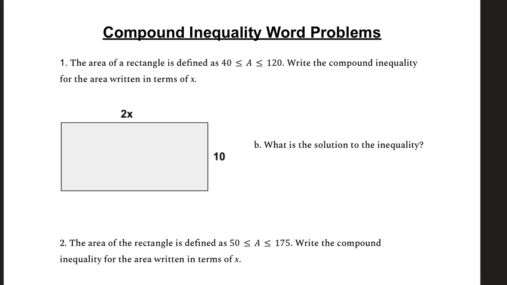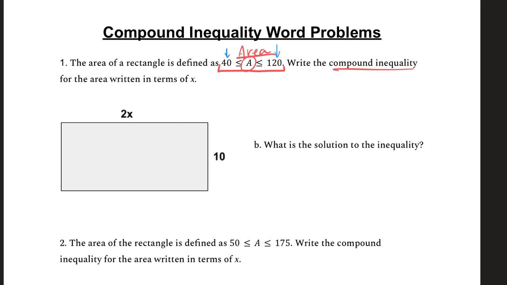Okay, so this says the area of a rectangle is defined as 40 is less than or equal to A, which is less than or equal to 120. Well, what does A stand for, do we think, if we're talking about a rectangle? Well, it stands for area. Okay, and what we're going to do is write the area in terms of a compound inequality, using this format. So what this is saying is the area of the rectangle is bigger than 40, but smaller than 120, or also equal to.